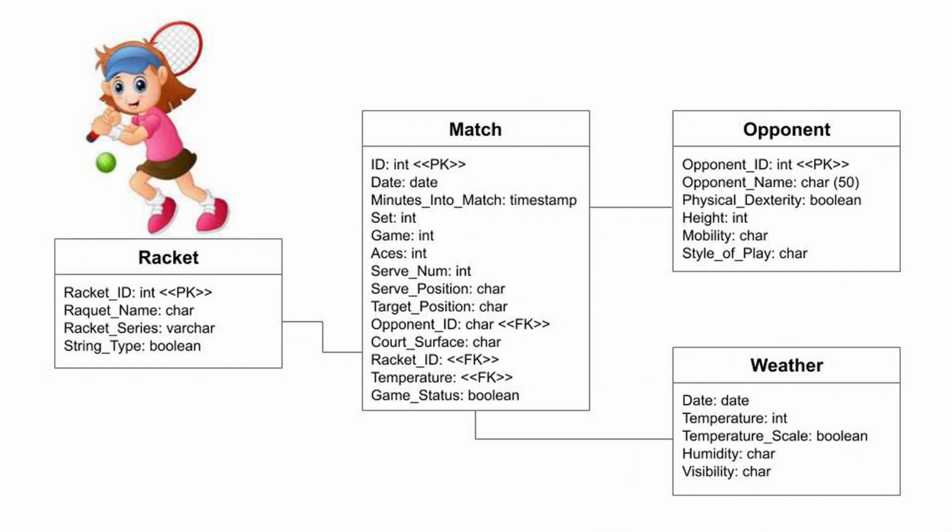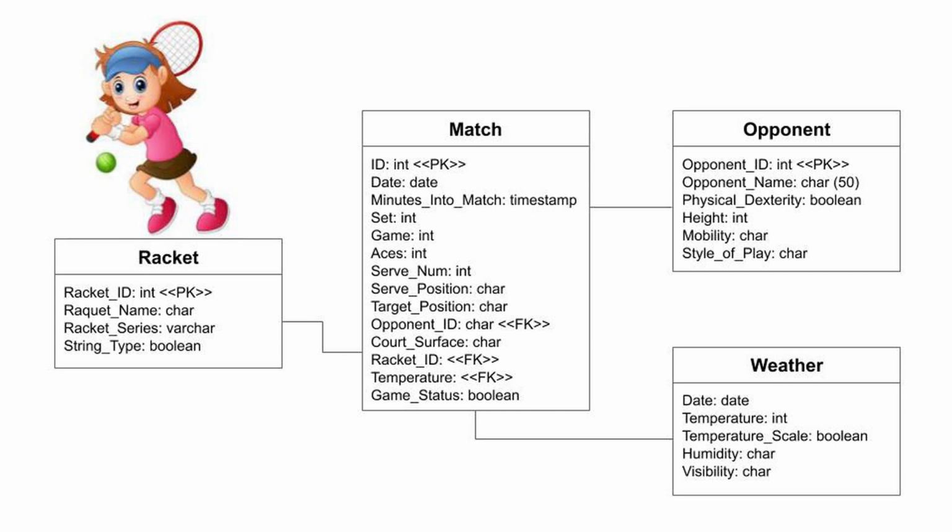We've created a match table. We're going to probably establish an ID, and a date of the match. We're going to establish how many minutes into the match the aces occurred, so we're going to track that on a timestamp. We're going to track the sets, the games, then also the actual number of aces, which will be integers.